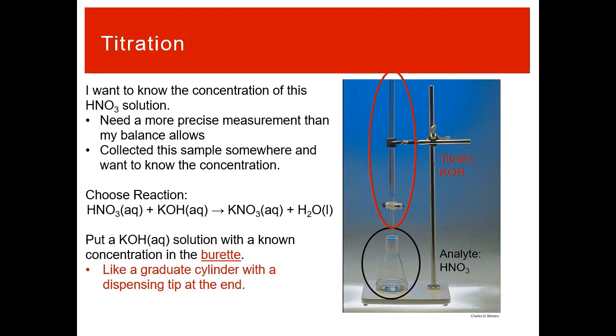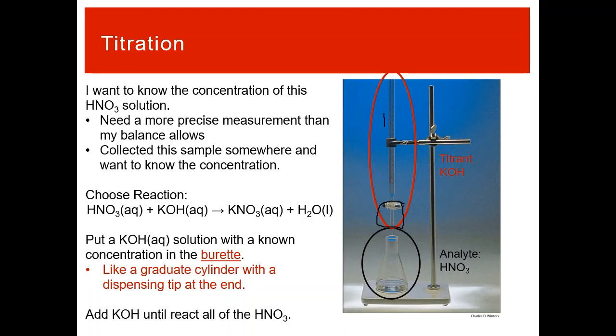The piece of equipment up there is called a burette. It's like a graduated cylinder. It has marks on it that you can notice. If you look, you can see there are marks for volumes there. The bottom down here is a little tip that you can use to dispense liquid. So you can measure how much liquid of the titrant you add into the analyte.